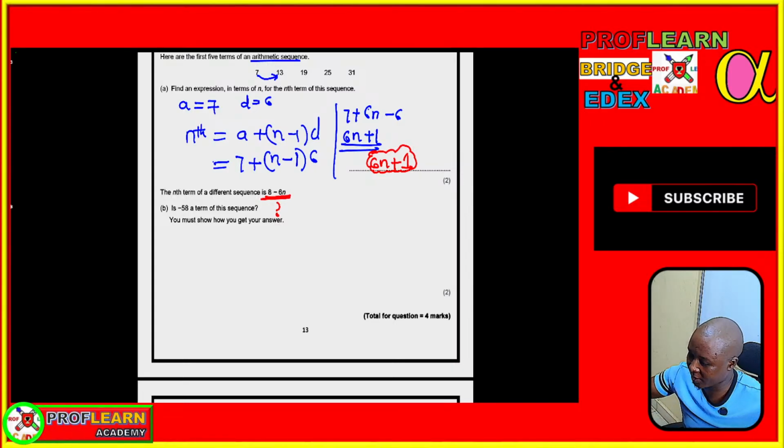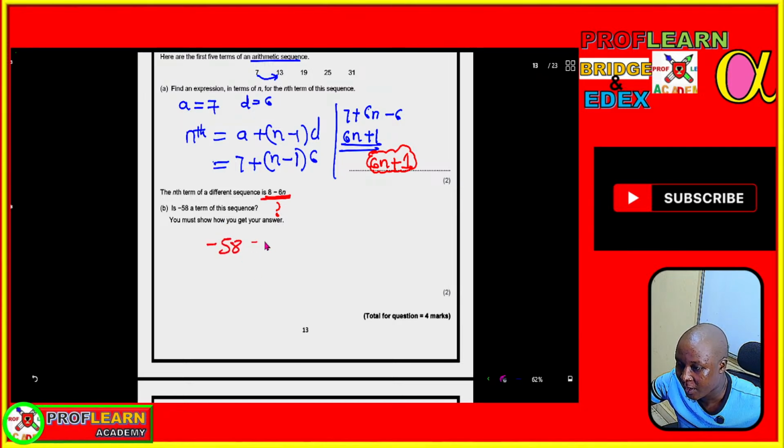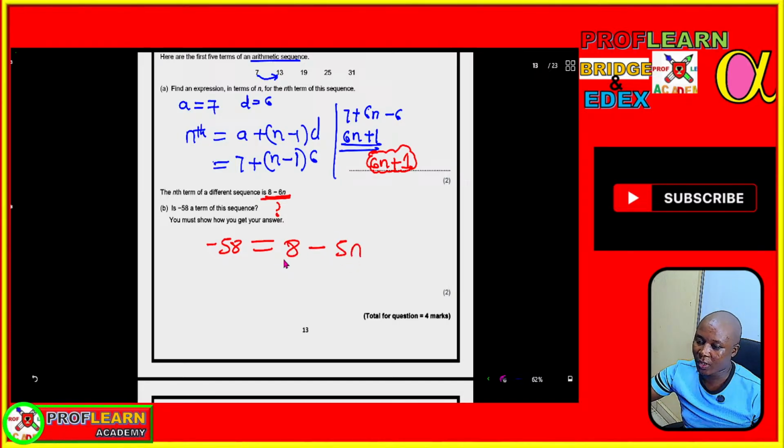Substitute in the sequence. Well done. So we are going to say negative 58 is equal to 8 minus 5n. Is that what we mean by substitute in the formula? Is that what you meant?